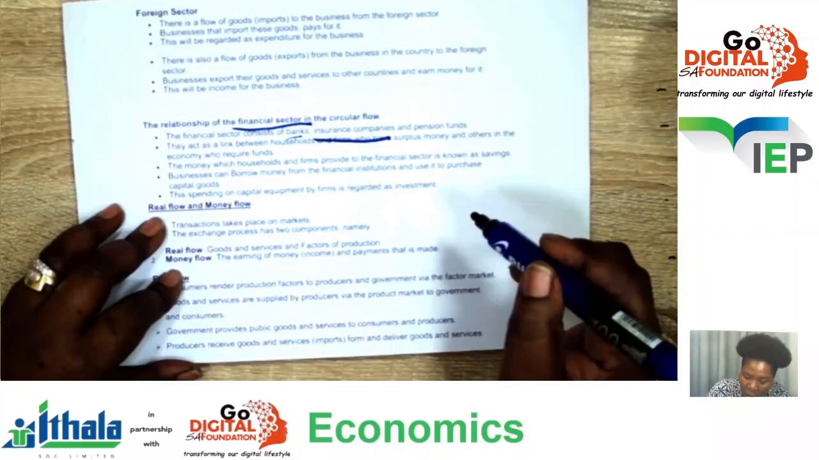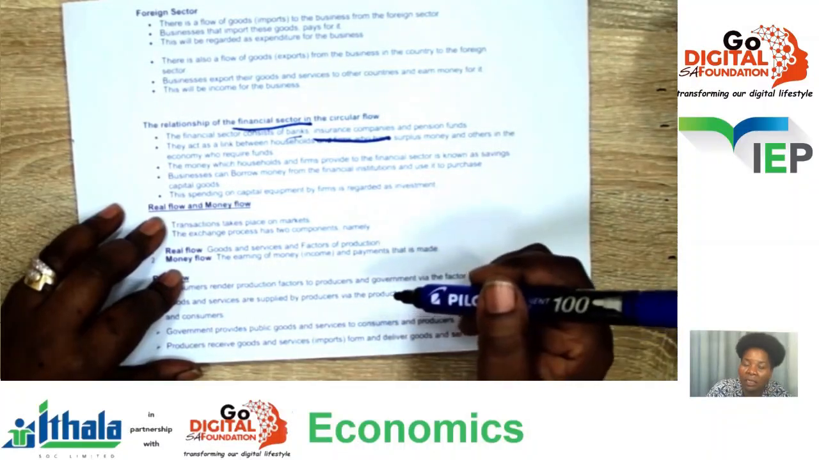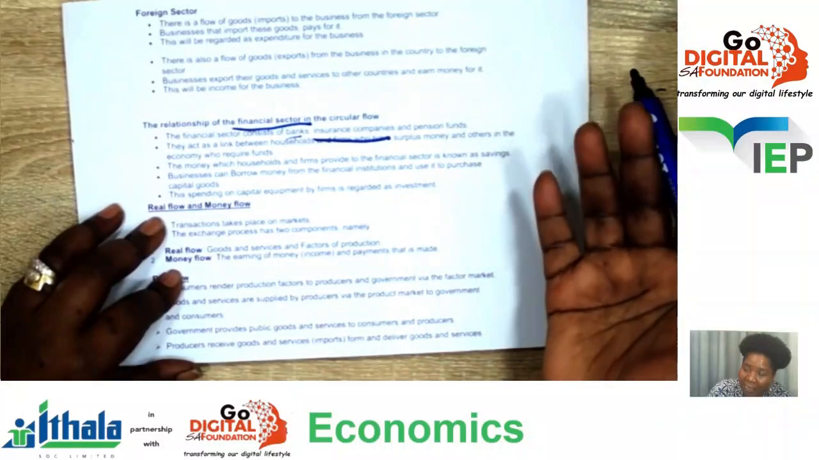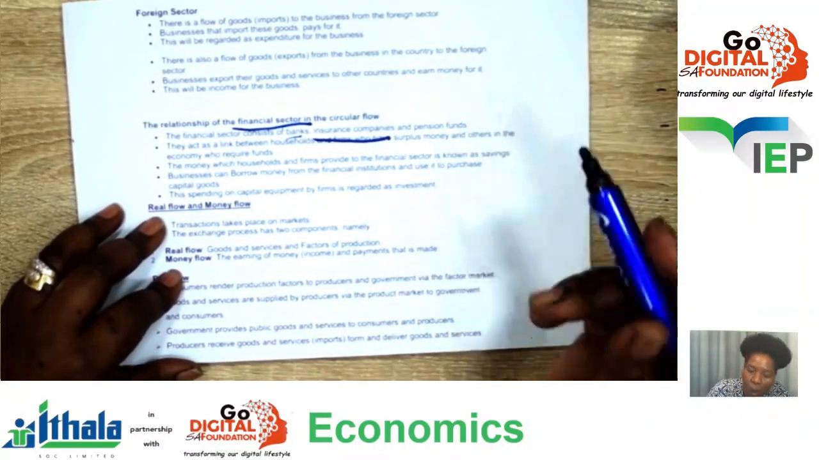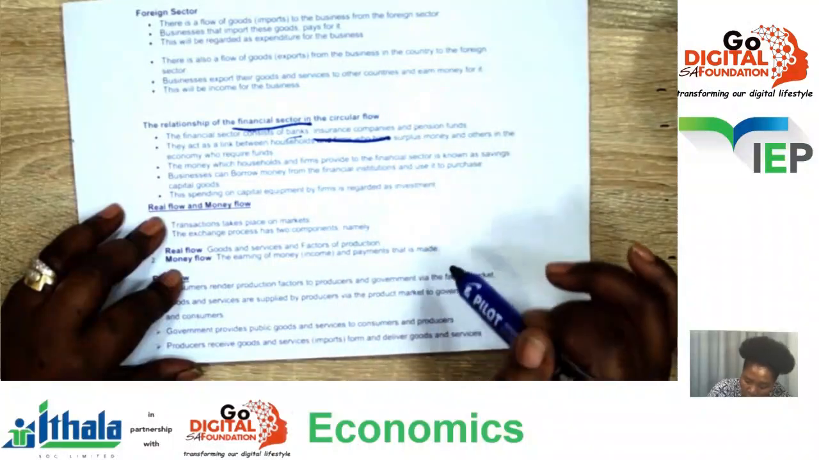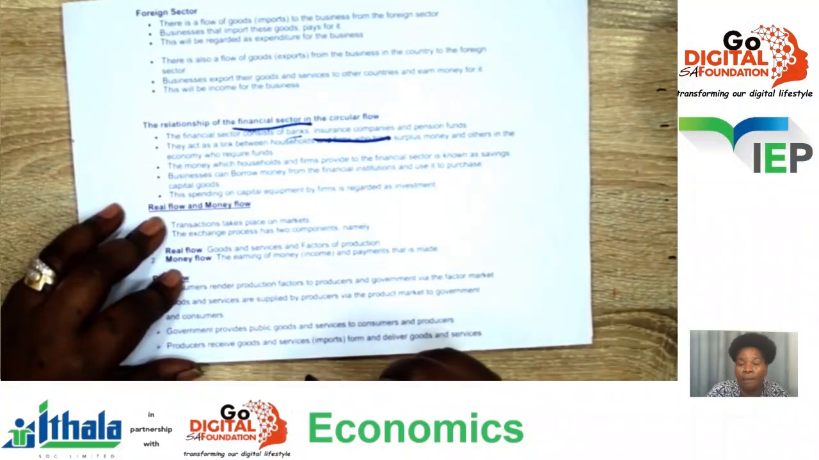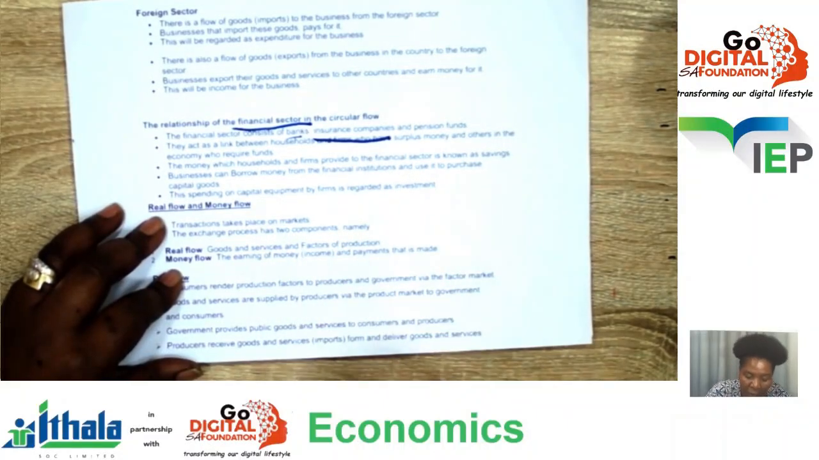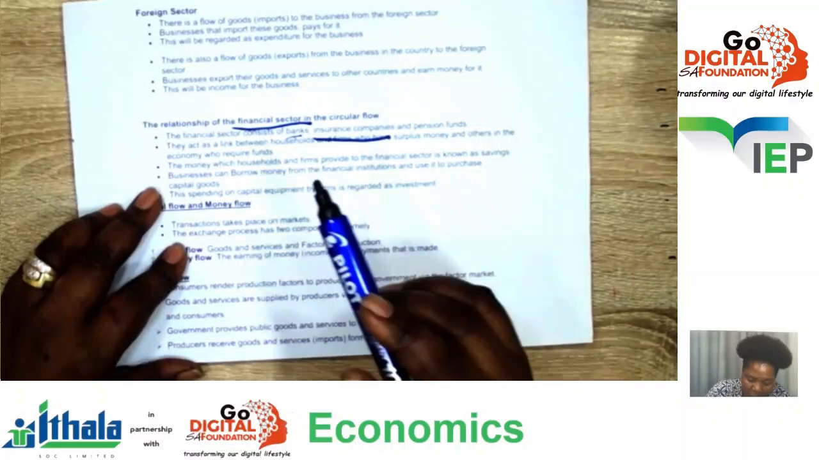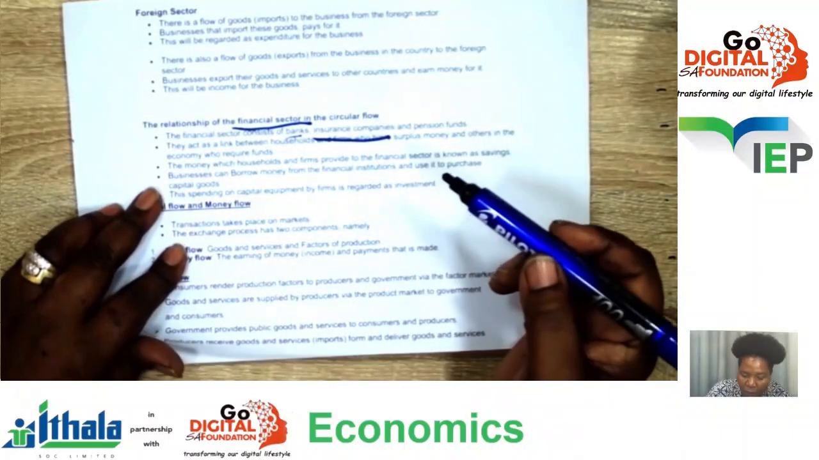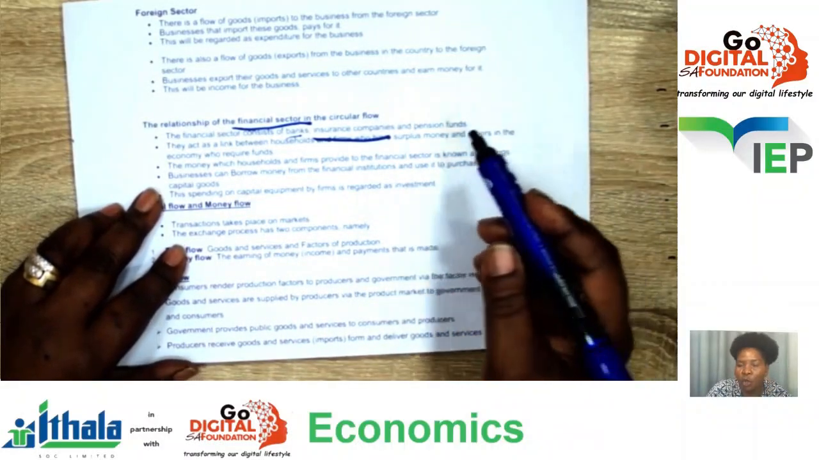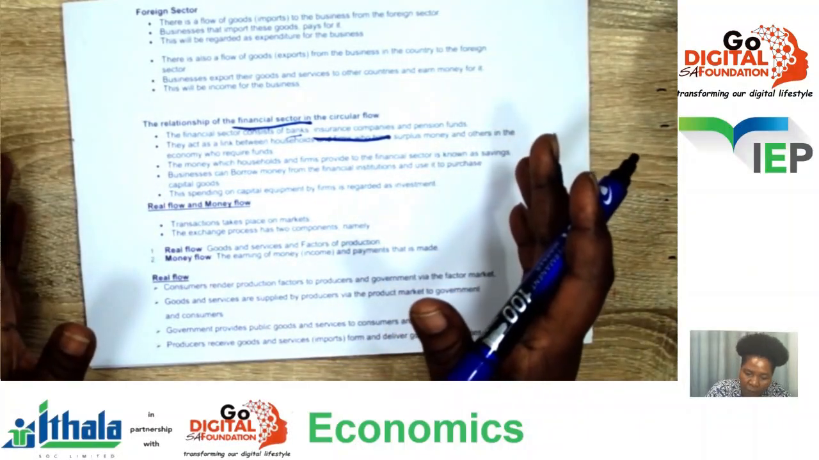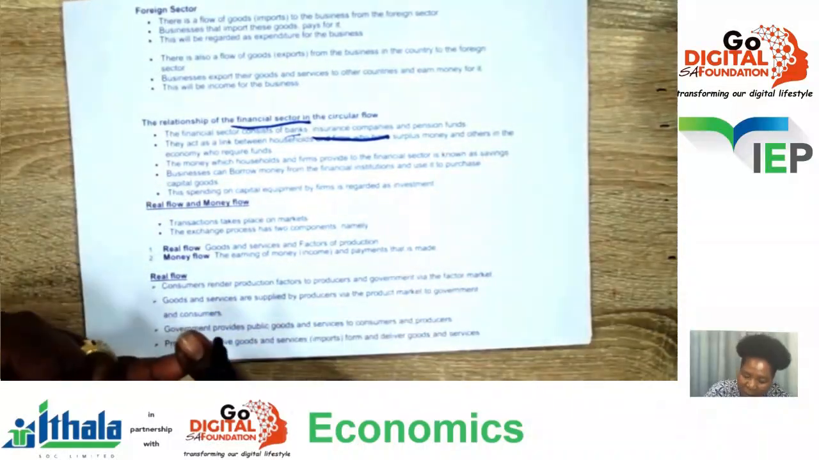And let me remind you, these financial institutions are also business, because there are people who are working there, tellers, they get paid. So all these financial institutions fall under producers. They fall under the business sector. The money which the household and firm provide to the financial sector is known as savings. I don't take all my money. Sometimes I save my money.